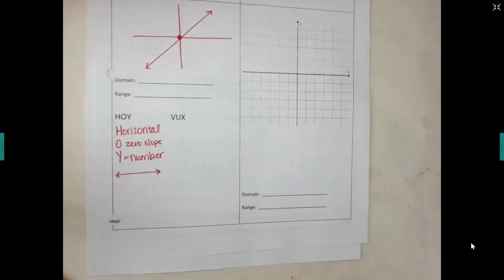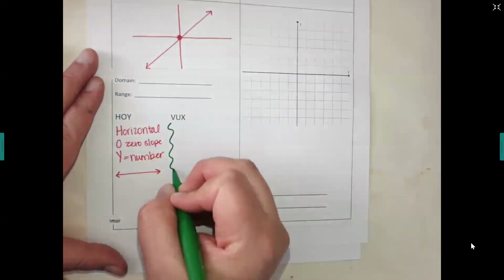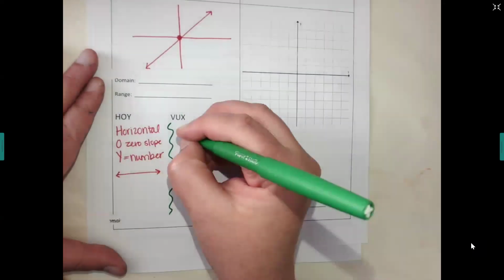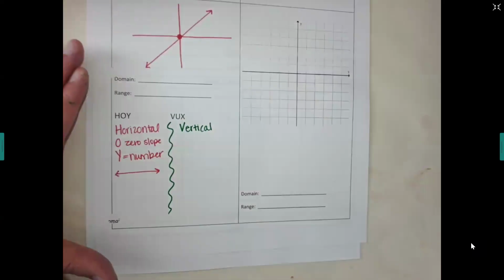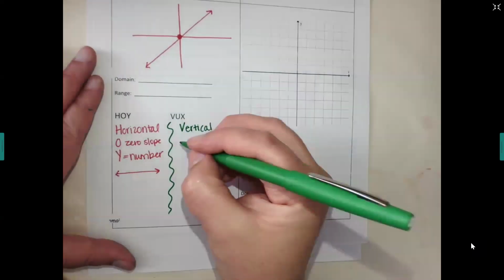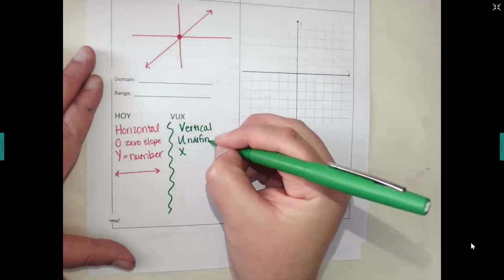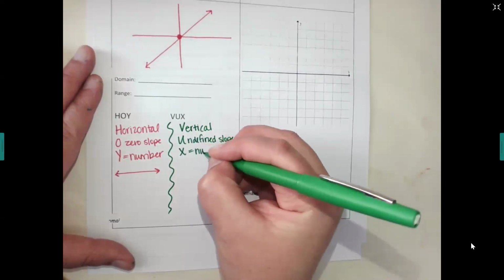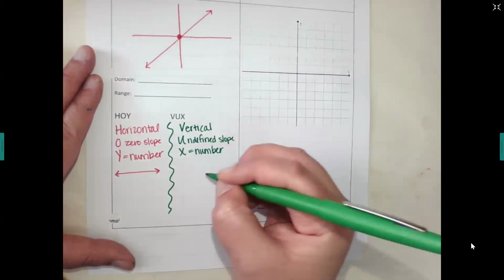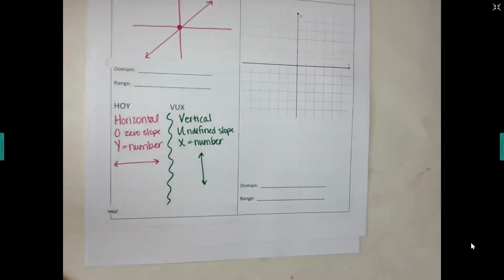Then do the same thing for Vux. For Vux, the V stands for vertical, and then the U is a special word for the slope, undefined. Undefined slope. And then your equation is going to be x equals a number. If you also want to give yourself a visual, remember verticals are straight up and down.